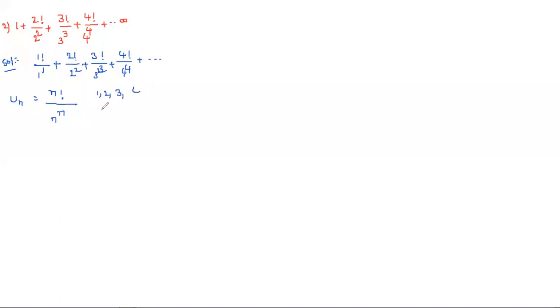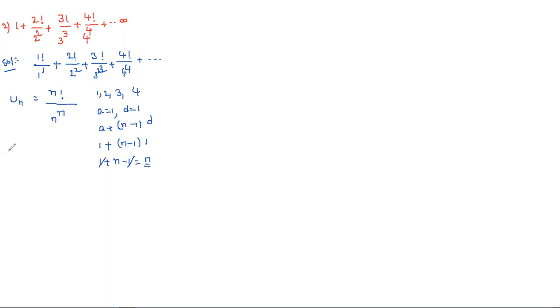Or if you don't know that, simply you can write 1, 2, 3, 4. So this is in the form of an arithmetic progression. a is equal to 1 and the common difference d is equal to 1. So a plus n minus 1 into d, that is 1 plus n minus 1 into the difference, which is 1. So simply 1 plus n minus 1, the 1s cancel, we get n. That n only we wrote here, n factorial by n power n.